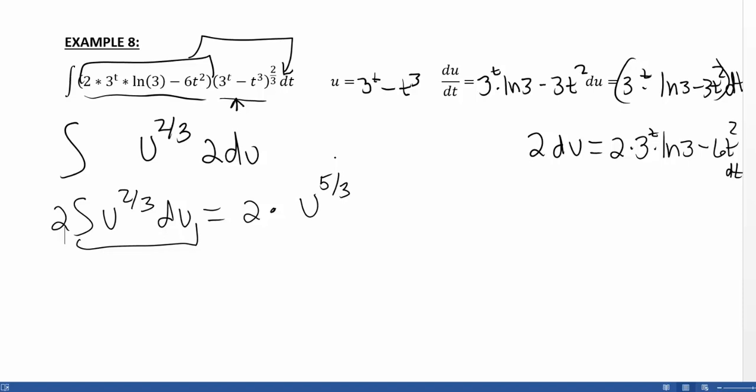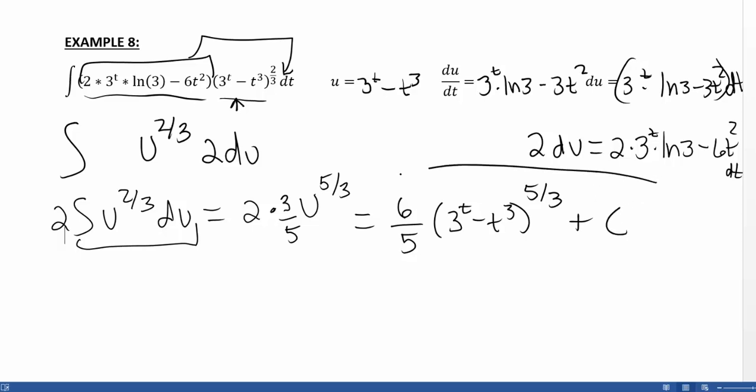But remember, if you divide by a fraction, it's the same thing as multiplying by the reciprocal. So instead of dividing by 5/3, I'm going to multiply by 3/5. So simplifying my constants, I get 6/5. And now I want to substitute back in for u, because remember, I don't want a u in my final answer. So that means I'm going to substitute in a 3 to the t minus t cubed, all raised to the 5/3. So again, I found my antiderivative, and if I were to take the derivative of that function, I would be able to get back my original function that I started with.